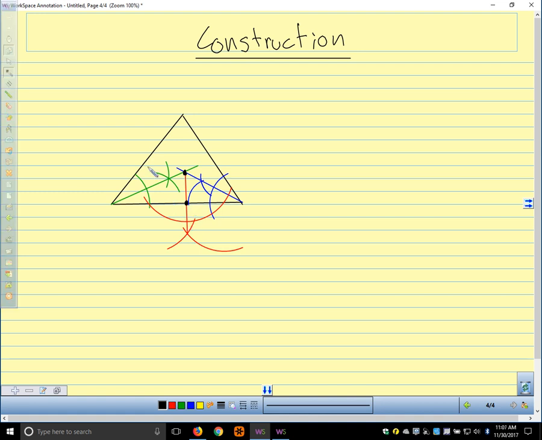So now I can set my compass in the triangle. Set it to that radius and draw my circle. This always happens with my incenter. Somehow I miss one side. But if you do your constructions very carefully, that circle should touch all 3 sides of the triangle. My circumscribed circles always come out better than my inscribed circles. But that would be the steps for the construction.